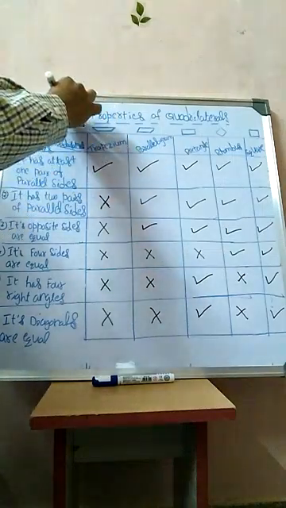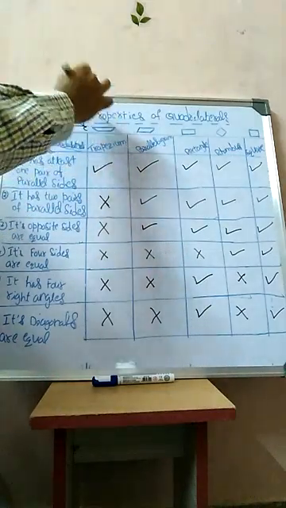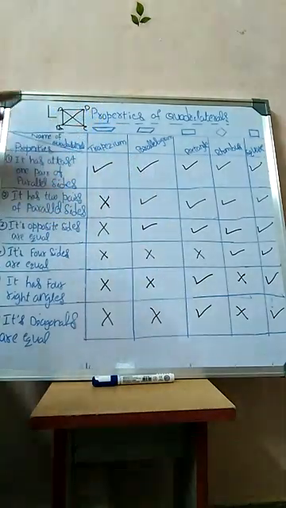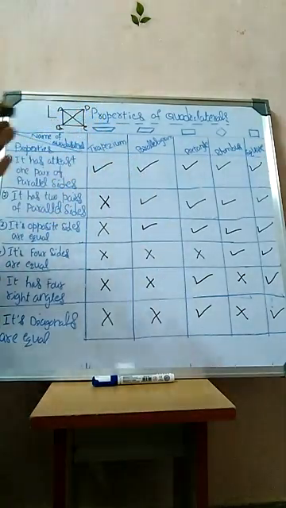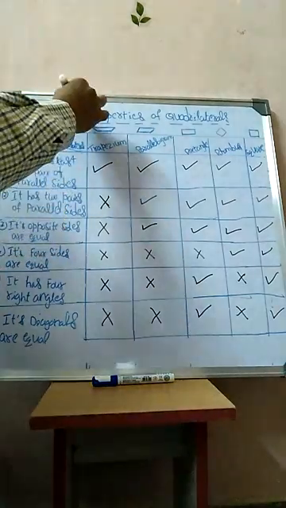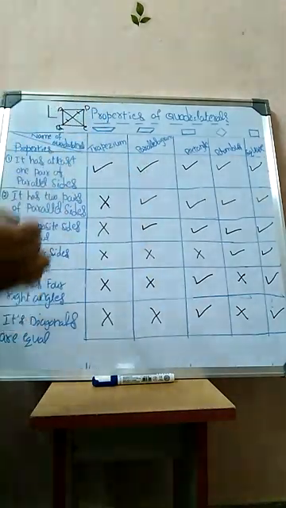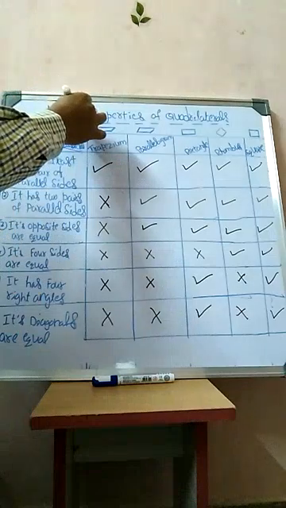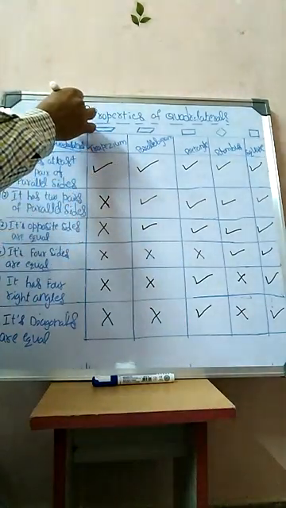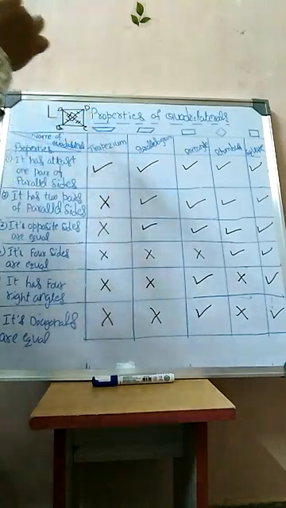In square A, B, C, D, square ABCD. AC is one diagonal, and one more diagonal, BD. AC and BD bisect. That means AC will divide BD into 2 equal parts. And same like that, BD will divide AC into 2 equal parts. Not only bisects, it will bisect perpendicularly. That means when bisecting, it will make 90 degrees.